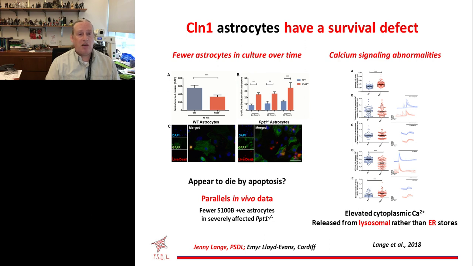We then looked in more detail at the astrocytes and found, surprisingly, that over time, there were many fewer CLN1 astrocytes in our cultures, suggesting that they were simply dying in a dish. They appear to die by a process of apoptosis, and that parallels some data that we have from the brains of these mice in vivo. We also found that there were particular calcium signaling abnormalities in those CLN1 astrocytes, and that they had higher levels of cytoplasmic calcium, and this was being released from lysosomal rather than ER stores.